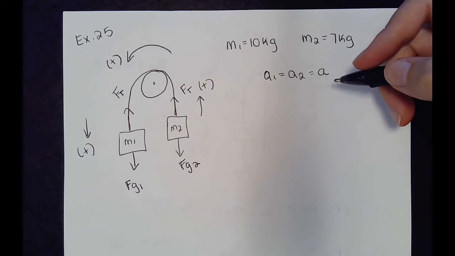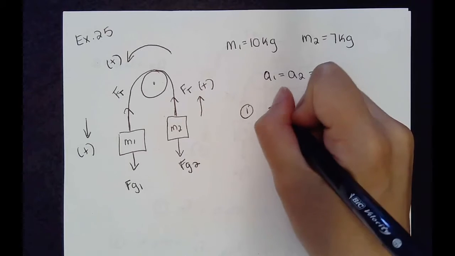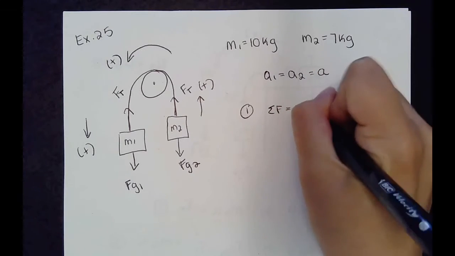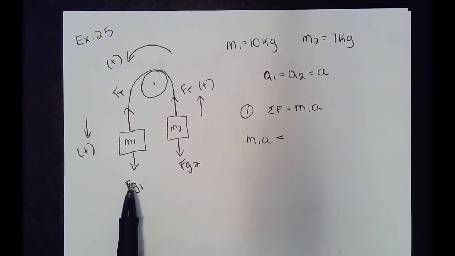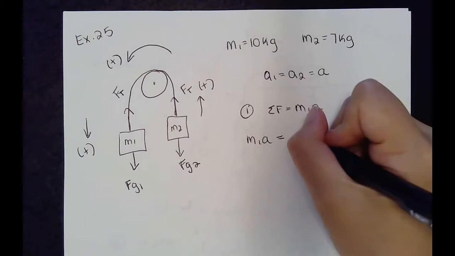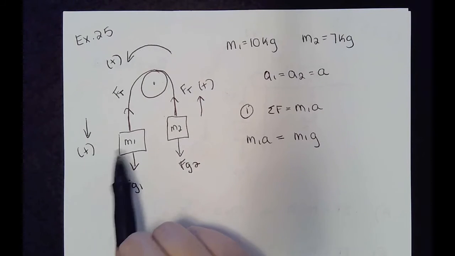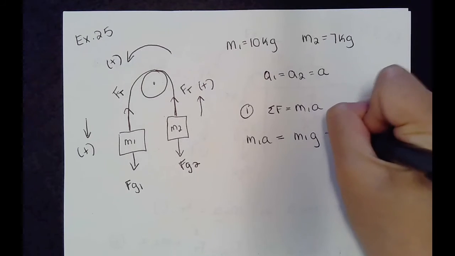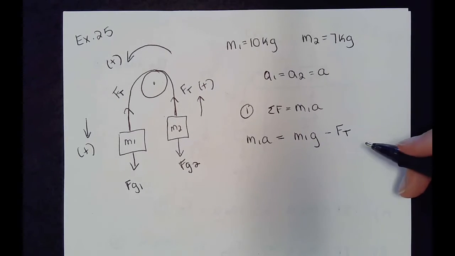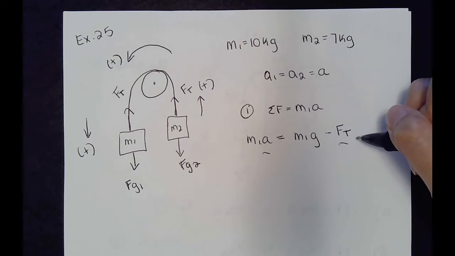Okay, so let's write out the F-net equation for each mass. For mass 1, the sum of all the forces is m1a. So we'll have m1a equals, Fg1 is down. I'm going to write m1g for that force. That's the positive direction here since it's our heavier mass. And then minus Ft, which is up. Again, two unknowns, Ft and a, so we'll stop there and look at mass 2.